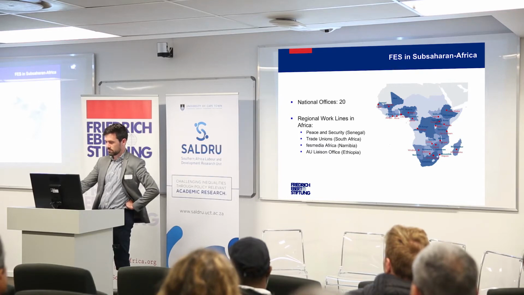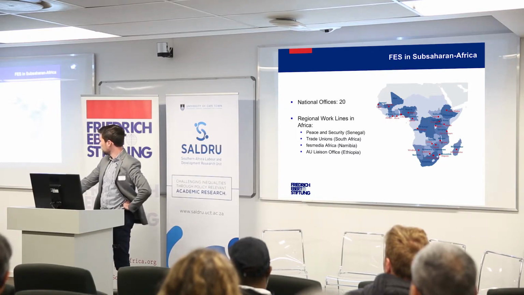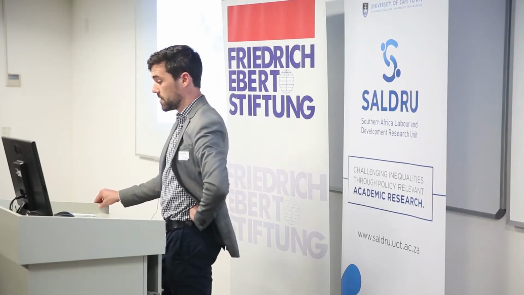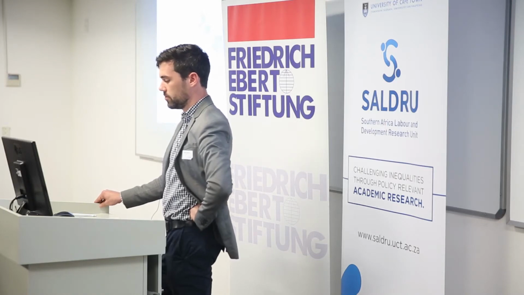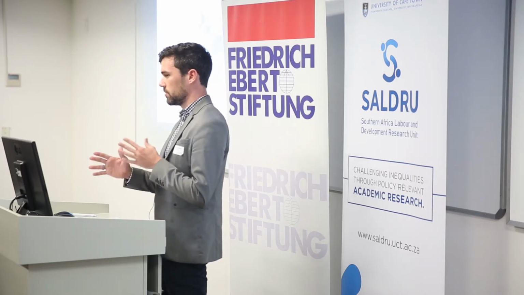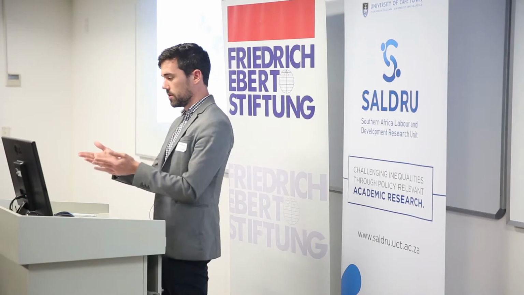So, coming closer to South Africa, in sub-Saharan Africa we have around 20 offices. The newest in Rwanda and one in Congo-Kinshasa, plus 4 regional work lines. So in Senegal we have an office on peace and security. In South Africa, in Joburg, actually next to our office, there's the Trade Union Competence Center led by my colleague Bastian Schulz. In Namibia we are working on media, and in Ethiopia we have the AU liaison office. Those working lines are not working only in one country, but all around the continent, and try to enhance the work we are doing on these topics.